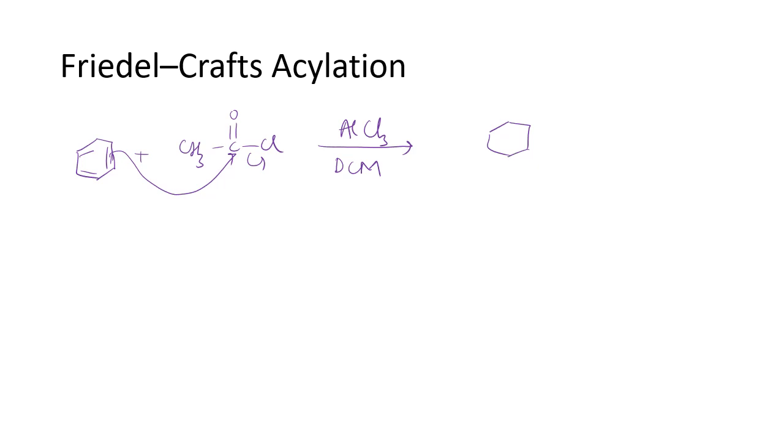and what we get as the product is a ketone, which is acetophenone in this case. So this is one more method for the preparation of ketone, and it is a named reaction, Friedel-Crafts acylation.